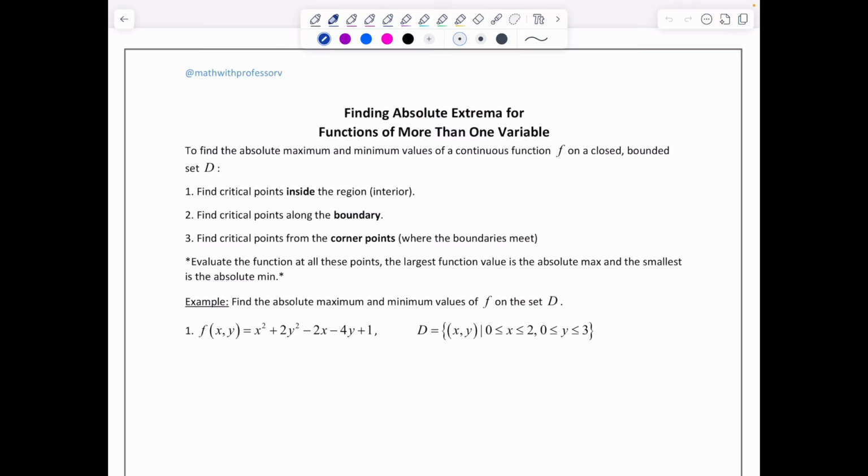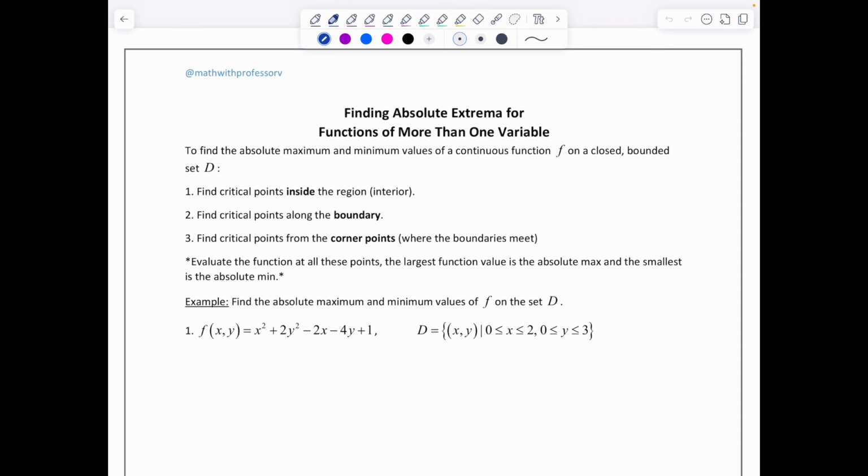When you're asked to find absolute max and min values of a function on a closed bounded set, so you have to be given the set, the first thing you do is find your critical points that are inside the region on the interior, and this is the same way that we always find critical points. The second thing that you do is find critical points along the boundary. I'll show you how to do that.